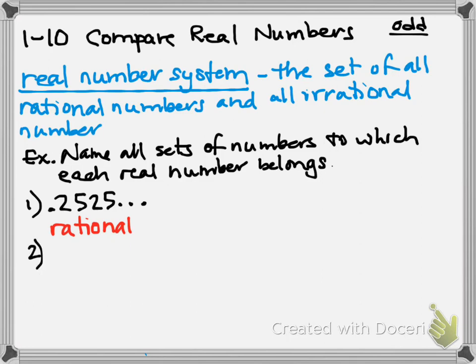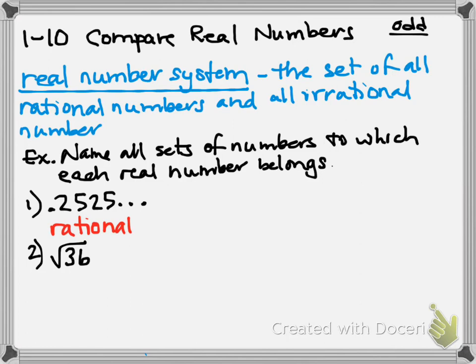Wait, you said they don't repeat, they don't terminate. Right. All numbers that don't repeat and don't terminate are irrational. So irrational numbers go on forever. They don't terminate and they don't repeat. It's not the same number one after each other. It's always changing numbers, no pattern, nothing there. Okay? All right, how about this one?